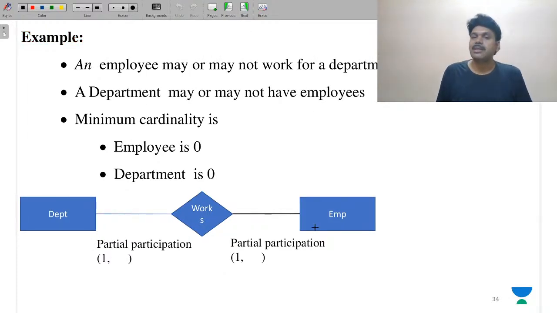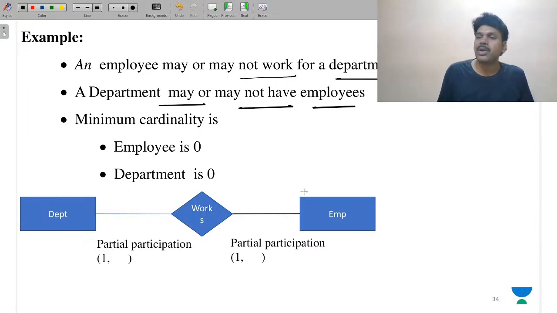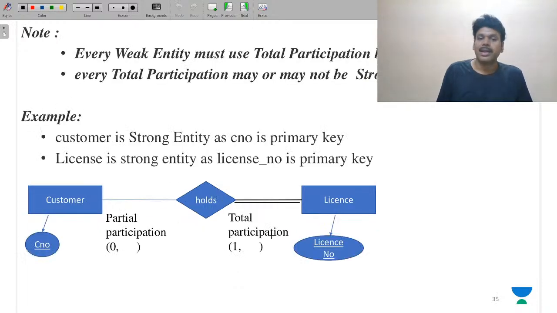If you look at another example, an employee may or may not work for a department, and a department may or may not have employees. So both are partial, it's not compulsion. Therefore, what is the value? It's not a 1. What is the value here? Partial means 0 and 0. So 0 here and 0. Next example.